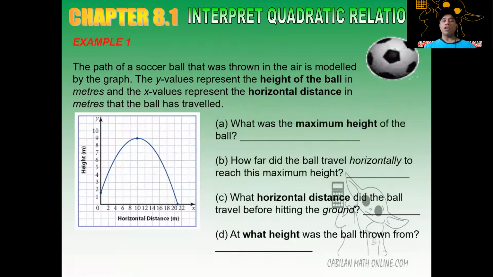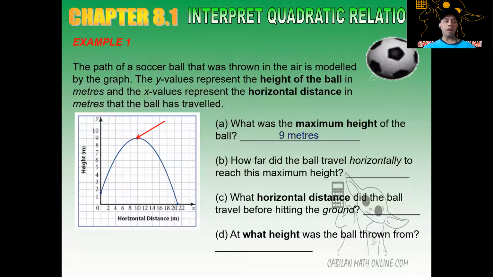All right. So for part A, what is the maximum height of the ball? Well, the maximum height of the ball is basically the peak before it starts coming down. So that's this point over here. Now the question is, where do we need to read off the graph in order for us to answer this question? Since it's asking for the height, what you have to do is take a look at the point and then read across to the axis that determines the height. So if I go across here, you notice that the height of the ball is going to line up with the 9. So the maximum height of this ball is going to be 9 meters.